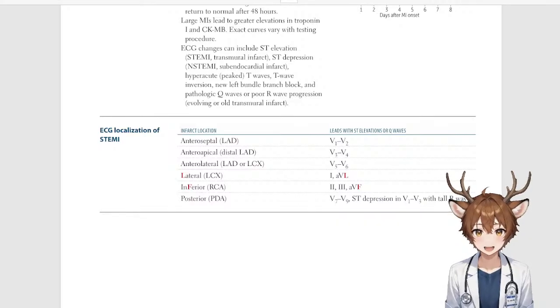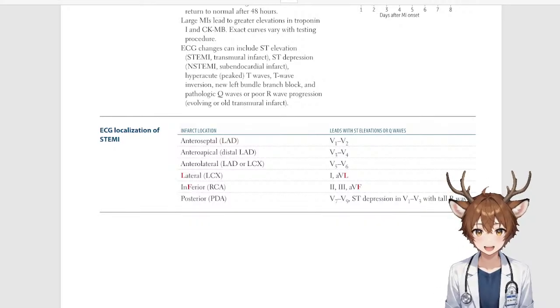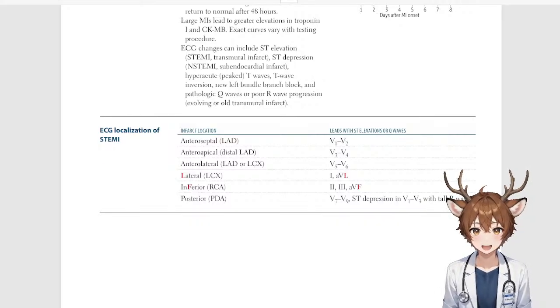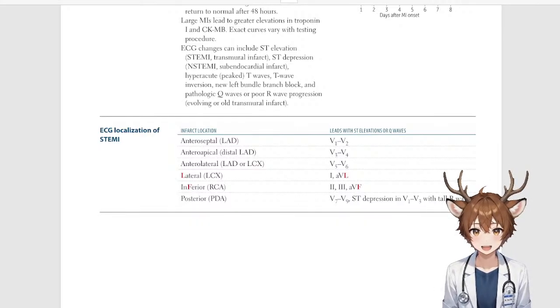And then finally, posterior. Let's say this would be like an issue for PDA. I think it's posterior descending artery. You look at V7 through V9. There will be an ST depression in V1 and V3 with all tall R waves. So this is a good way to figure out.